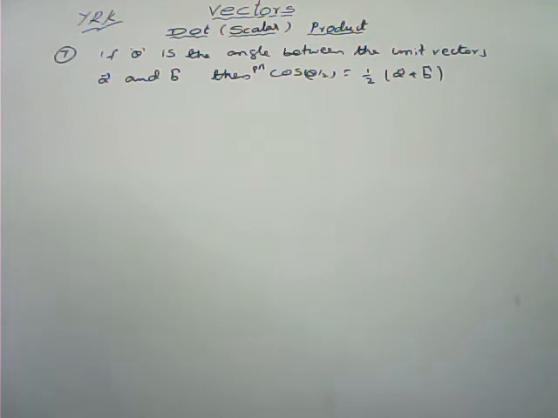Next one, if theta is the angle between the unit vectors A bar and B bar, then prove that cos theta by 2, that is equals to 1 by 2 modulus of A bar plus B bar.